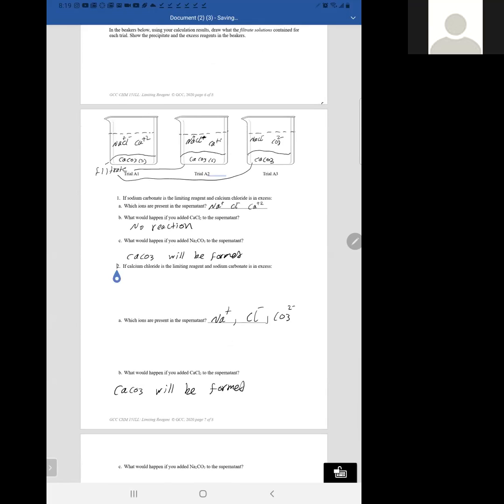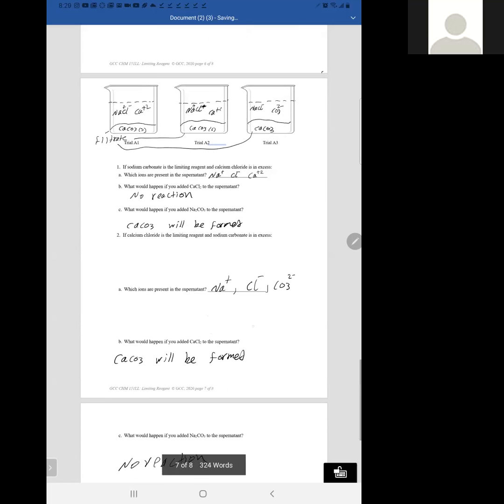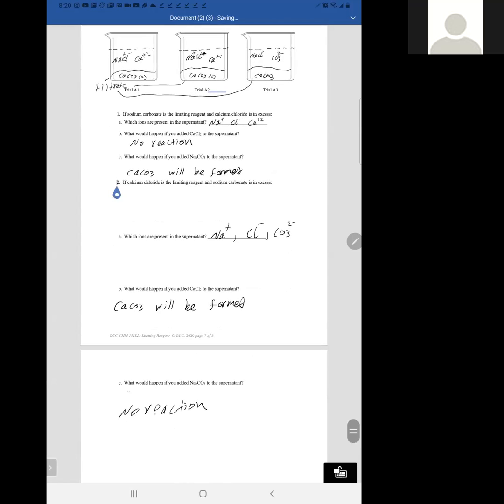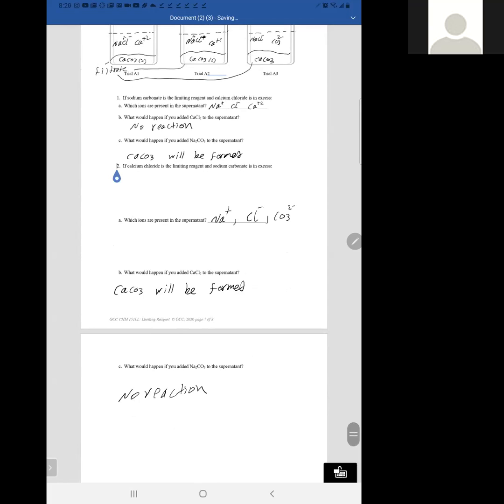Okay, and for number two, if the calcium chloride is the limiting reagent, in this case, the ions are going to be NaCl and CO3. So what would happen if we add CaCl2? So CaCO3 will be formed. And for the C, what would happen if we add Na2CO3? No reaction because it's the same one.